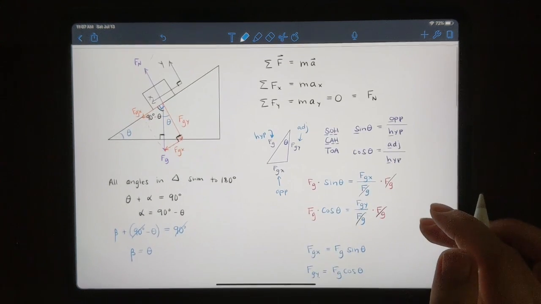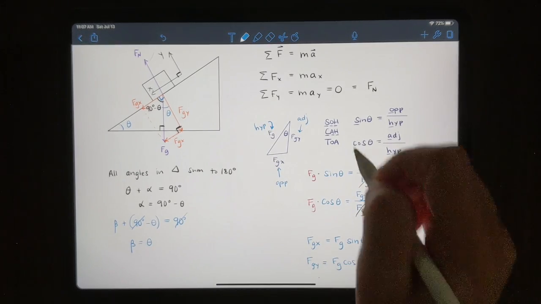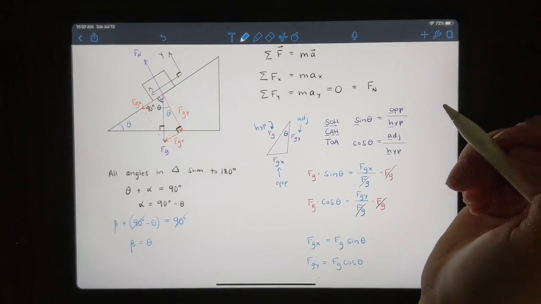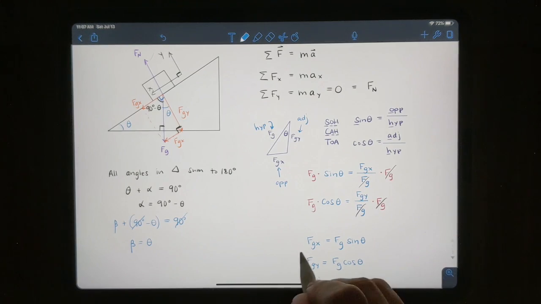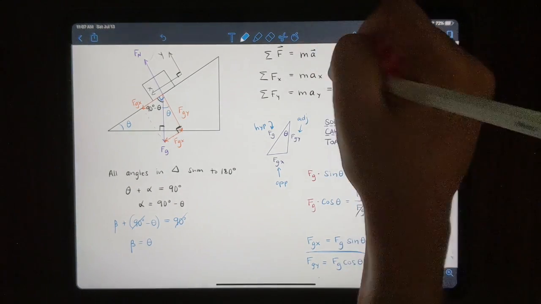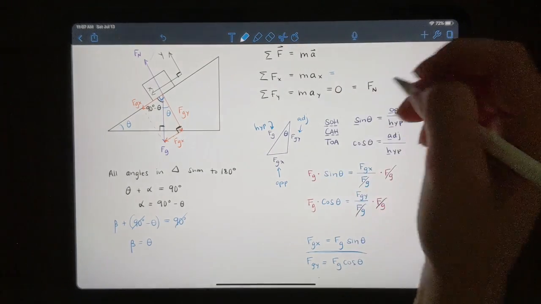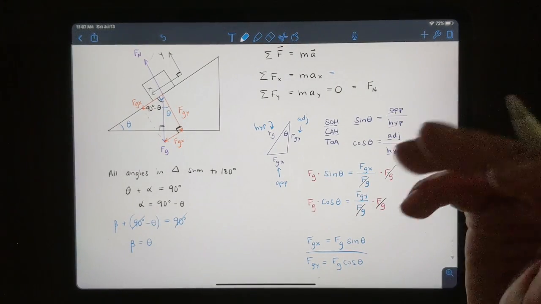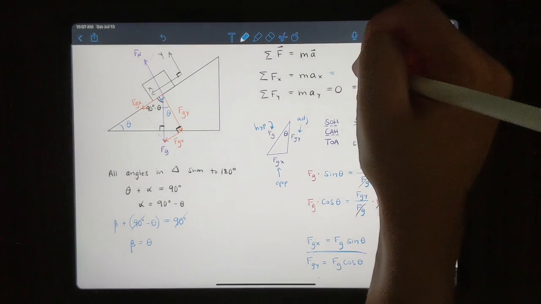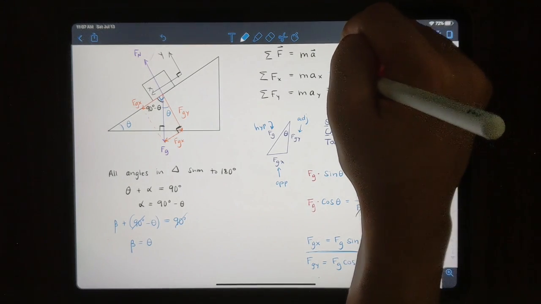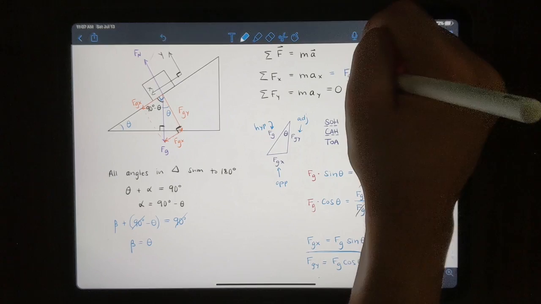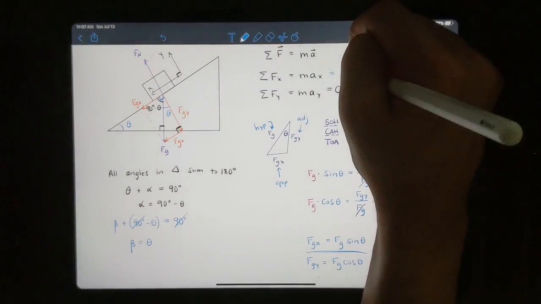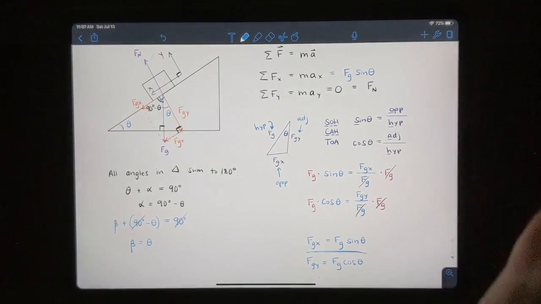Great. Now we're ready to plug these back in to our sum of the forces. So we'll plug the x component into the sum of the forces in the x direction. So far we had none because the normal force did not have a component in the x direction. So we have Fg times the sine of theta.